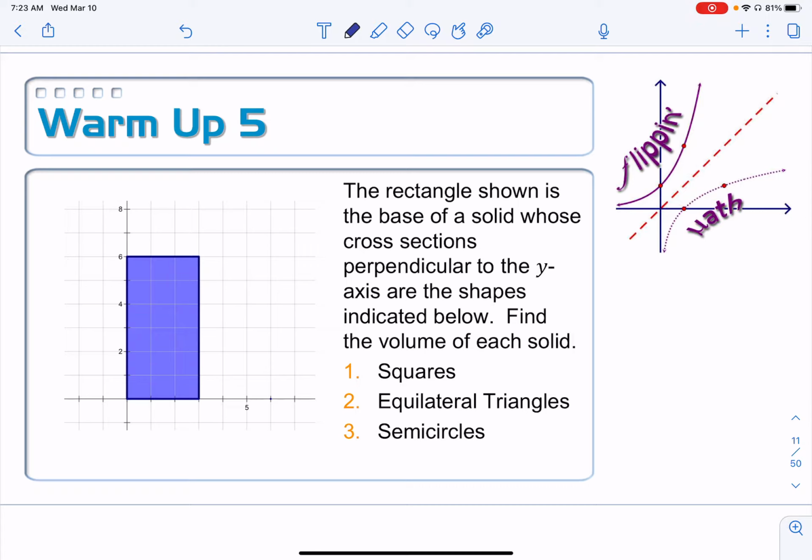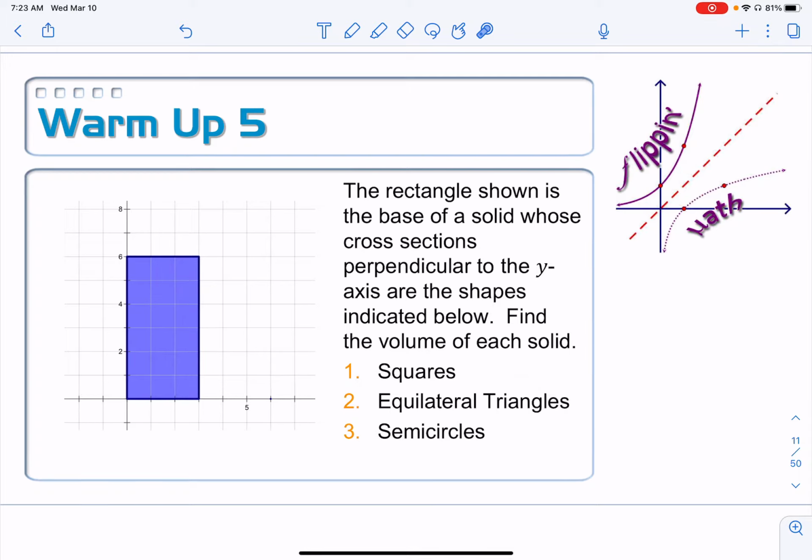So take a look here. We've got the rectangle shown is the base of the solid whose cross sections perpendicular to the y-axis are shapes indicated below. We're going to have squares, we're going to have equilateral triangles, we're going to have semicircles. These are the most commonly used ones.